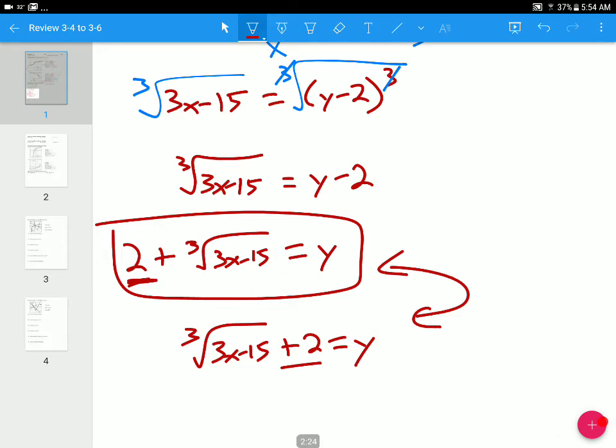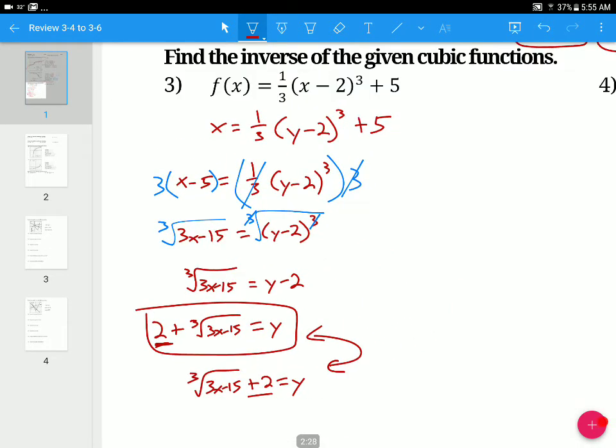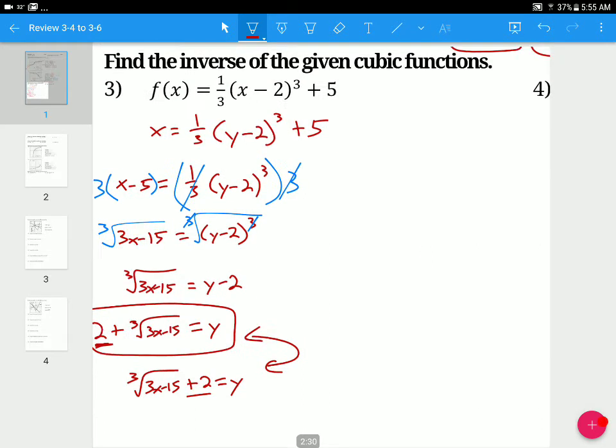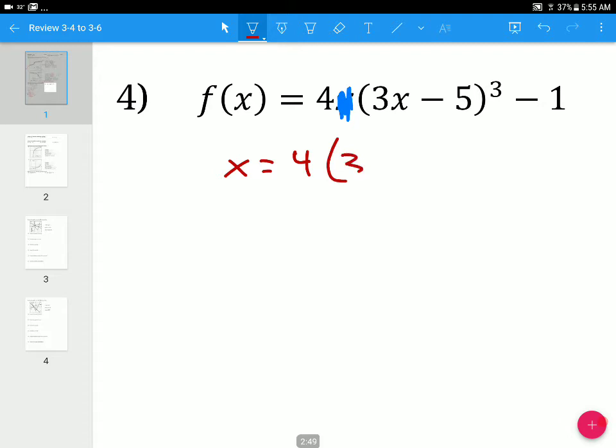All right? Number 4. Let me pause the video if you want to copy this. All right, let's scoot over to number 4. Same idea. Switch x and y. Oh my goodness, why is there an x right there? First things first, scratch that out. I found 2 typos already. So x equals 4 times (3y minus 5) cubed minus 1.